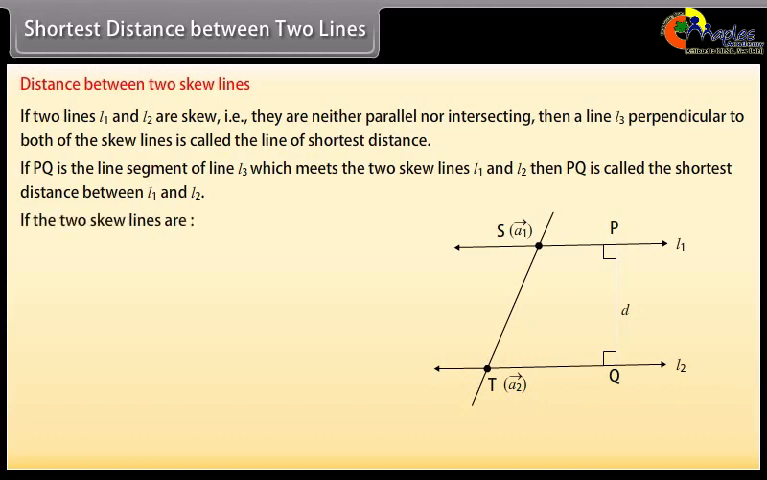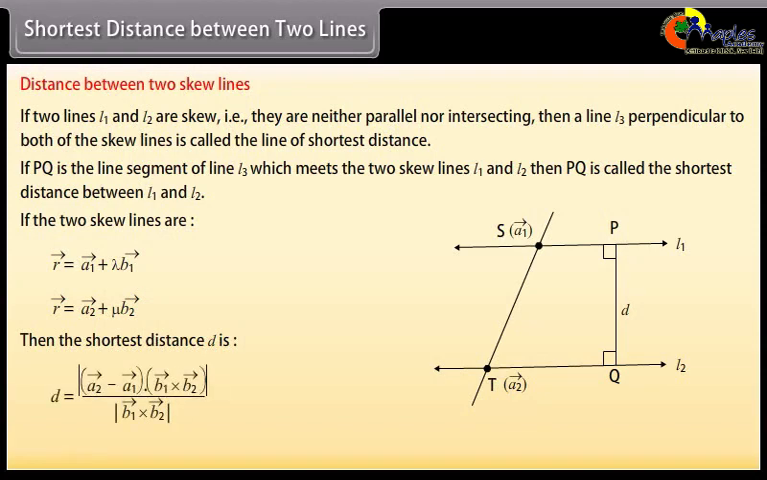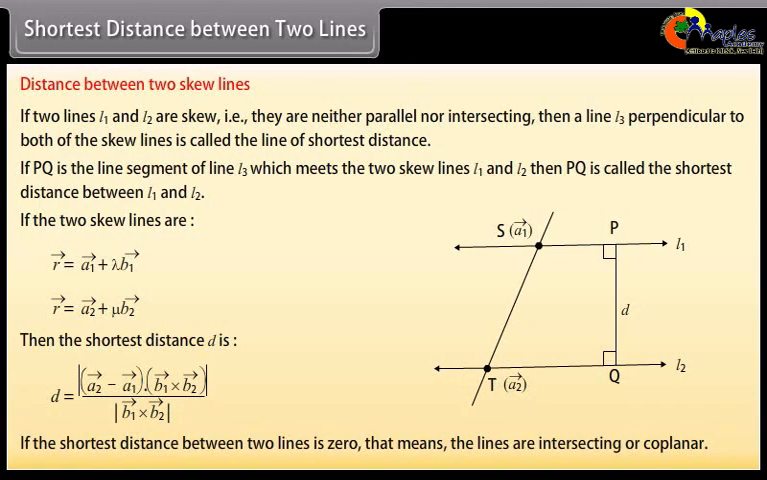If the two skew lines are vector r equals vector a1 plus lambda vector b1, and vector r equals vector a2 plus mu vector b2, then the shortest distance d is d equals modulus of dot product of vector a2 minus vector a1 and cross product of vector b1 and vector b2, divided by modulus of cross product of vector b1 and vector b2. If the shortest distance between two lines is 0, that means the lines are intersecting, that is, coplanar.